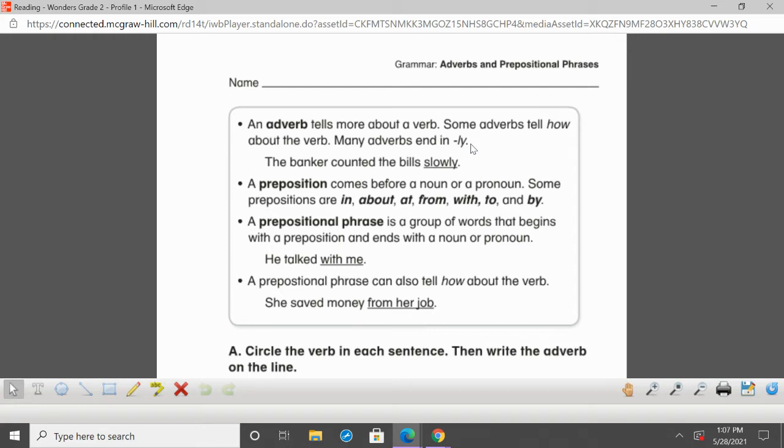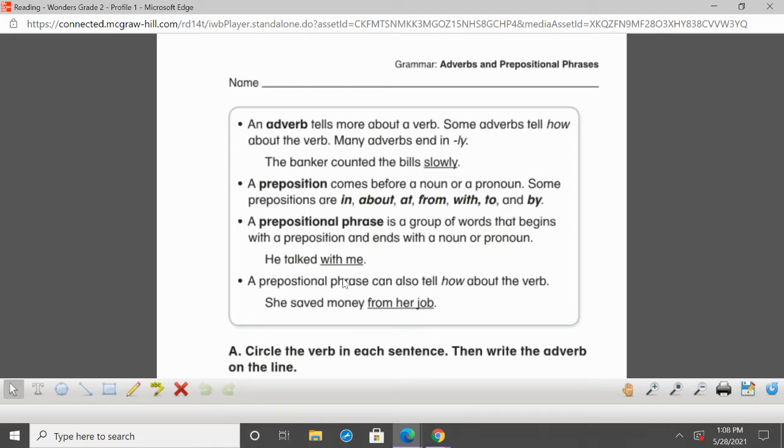A prepositional phrase is a group of words that begins with a preposition and ends with a noun or pronoun. So it's most likely going to start with in, about, at, from, with, to, or by, and then it's going to end in a noun or pronoun. So, he talked with me. Who did he talk with? He talked with me. We have that preposition with, and it ends with that noun or pronoun, me.